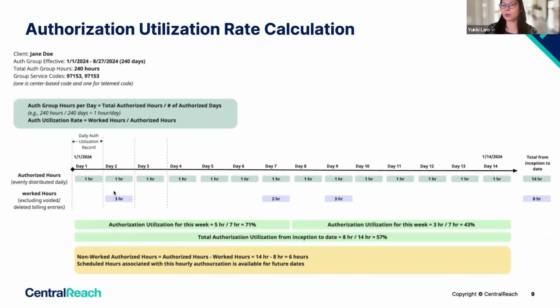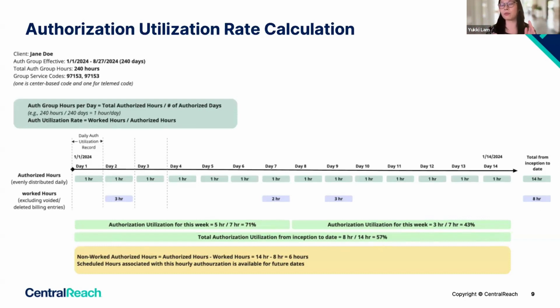It will probably look weird if you look at one day at a time, but most likely you're not going to look at authorization by day. You will look at it at least weekly, monthly, or quarterly. So in this case, for this 2 week time frame, we will have 14 hours that are prorated authorized, and then 8 hours that were worked, so it comes out to be 57%. You can also look at it by week. Week 1 will be 71%, week 2 will be 43%. That allows us to do any day range that you want.